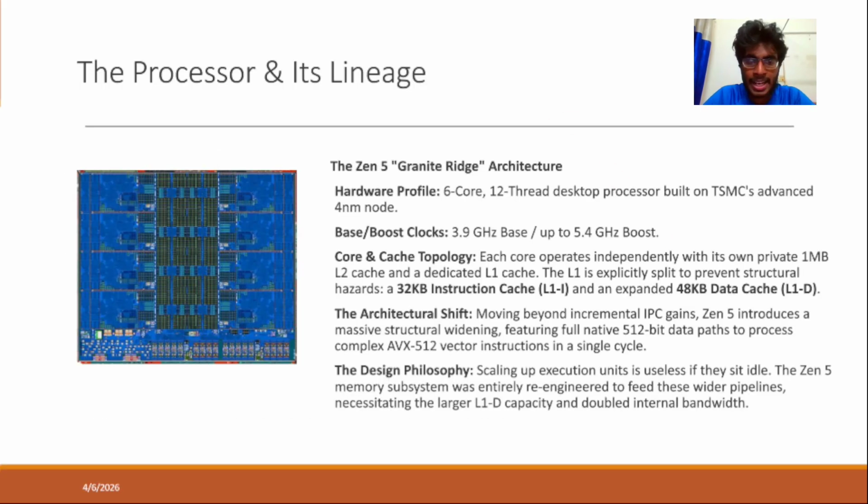Now the 9600X is a 6-core, 4 nanometer beast with 12 threads. The big headline for Zen 5 is the massive structural widening. It introduced native 512-bit data paths for the AVX-512 instructions. Think about it like this: the CPU can now process twice as much data per cycle as the previous generation. But that creates a massive design philosophy challenge. If you don't re-engineer the memory subsystem to feed those wider pipes, those execution units are just going to sit idle.